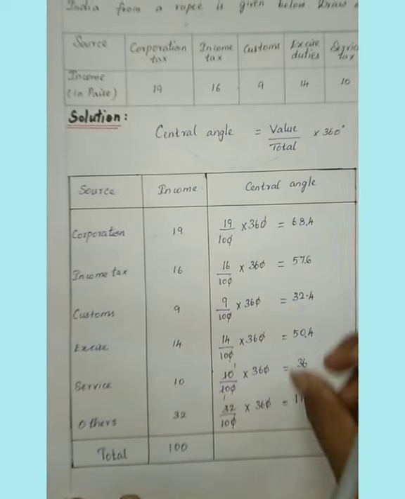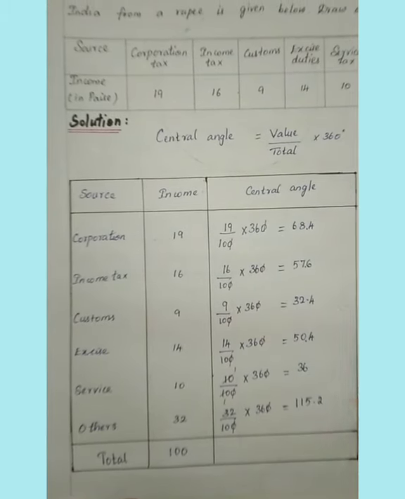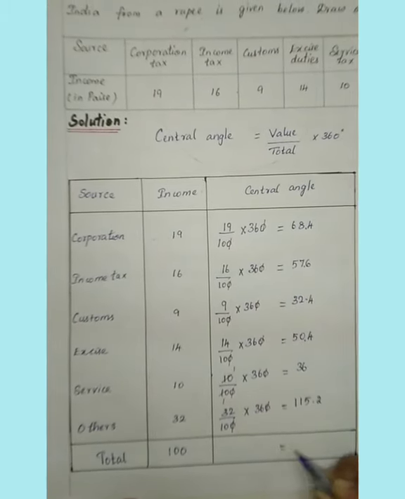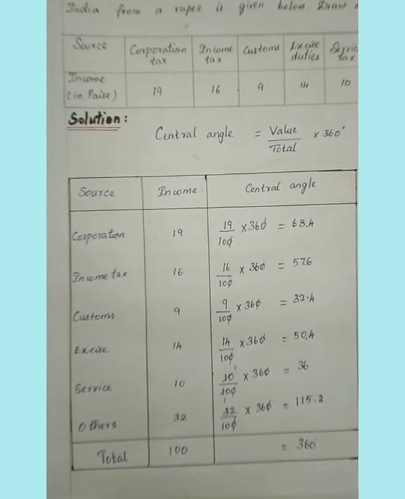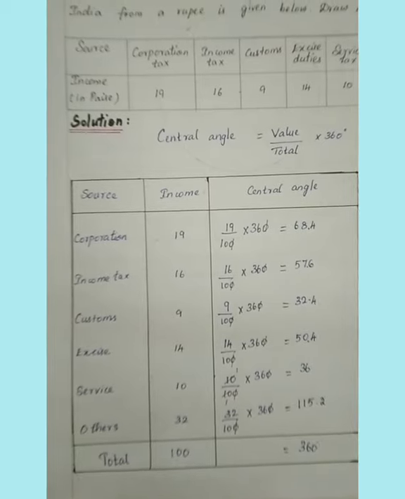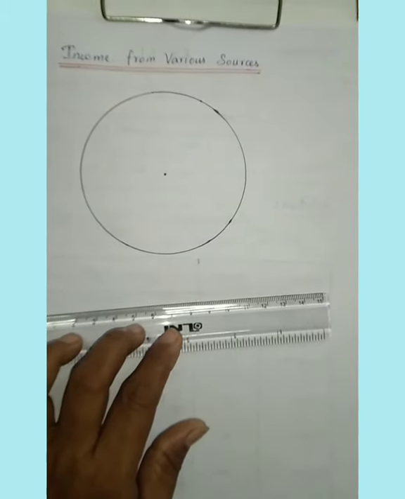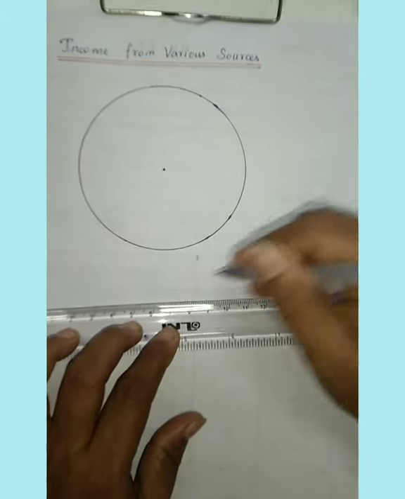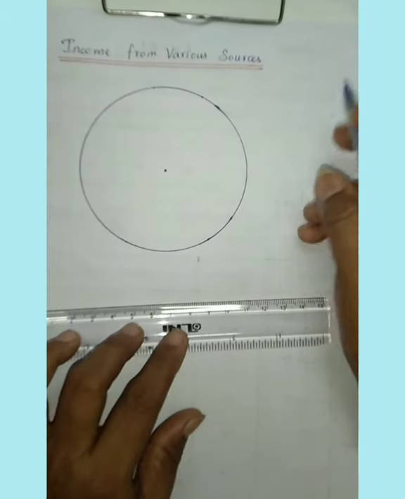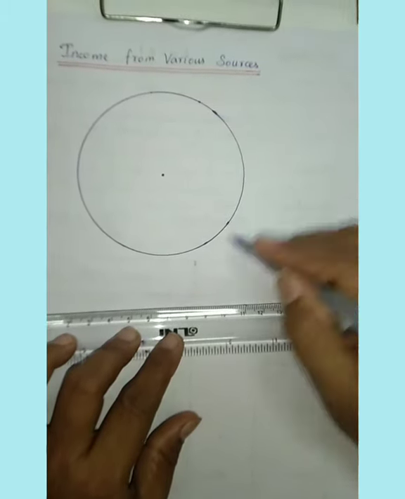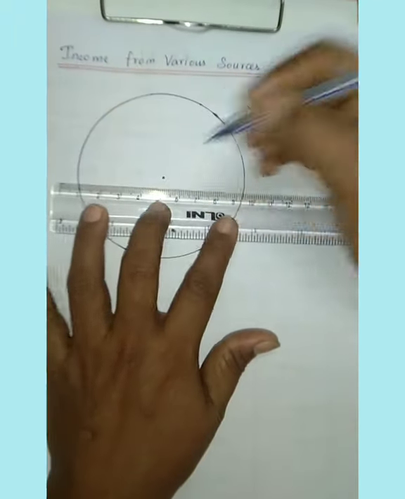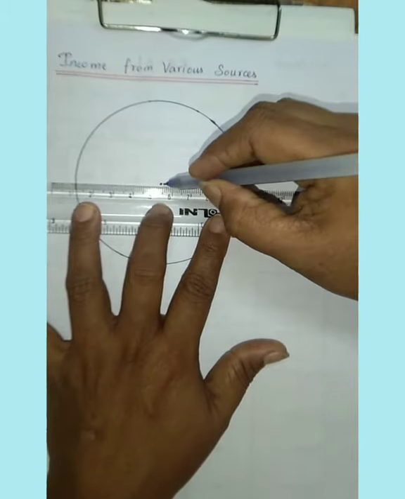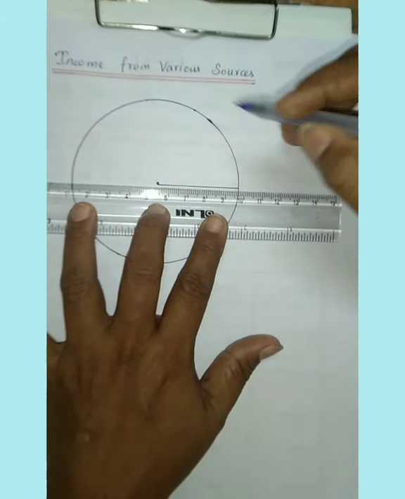So we are going to check whether what we have found is correct or wrong. So when you are adding, you can get 360 degree exactly. Therefore the central angle also we have found correctly. Draw a circle with a convenient radius. No need to measure any values. Simply you can draw one circle. Then mark the center point and draw the radius.